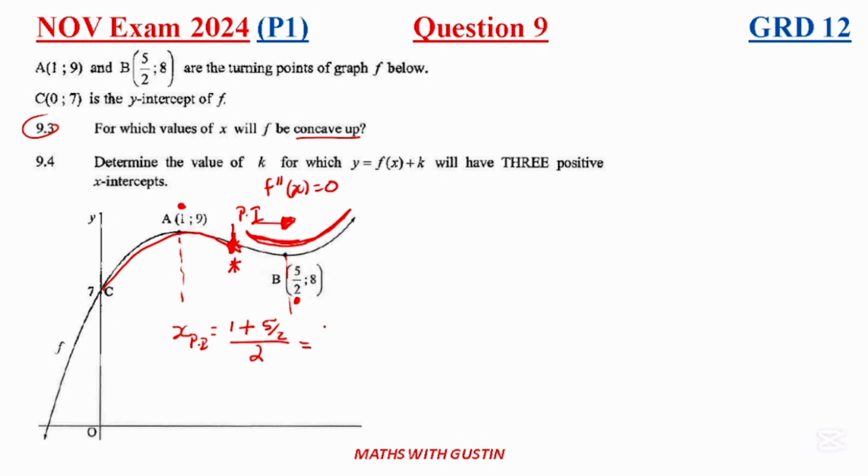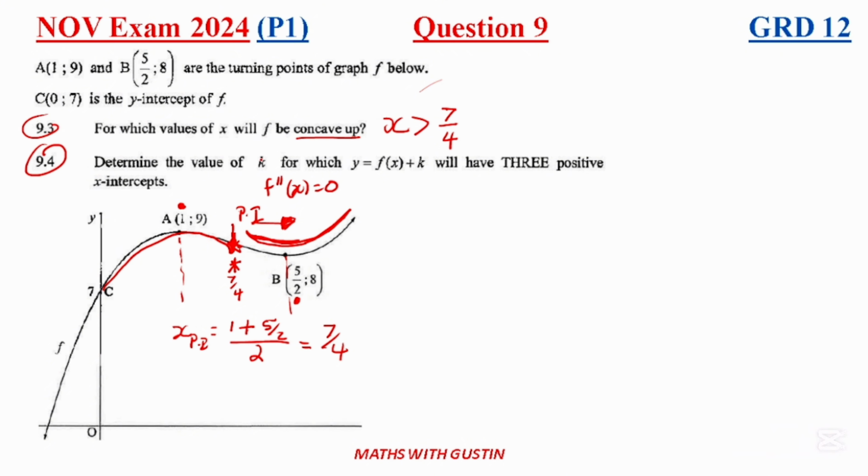Okay, so what you're gonna have here, if we add this together, we're gonna have 7/4. So now our answer will therefore be anything that is above this point. This is 7/4. So anything above that is concave up. Okay, so anything above 7/4 is concave up.